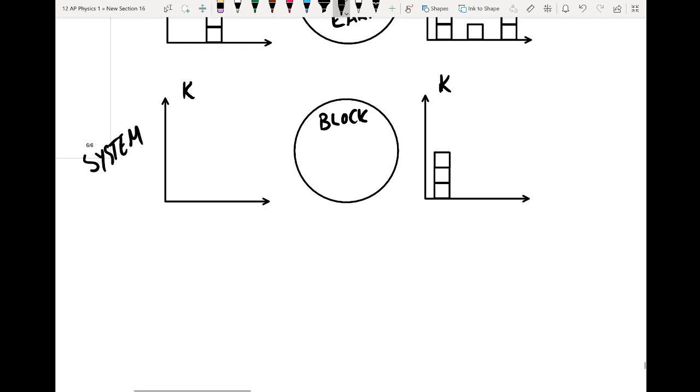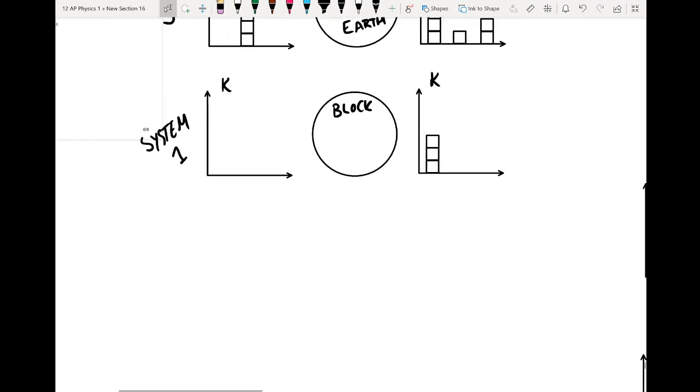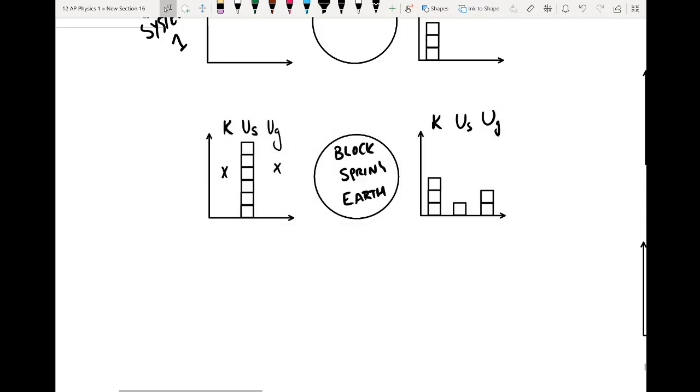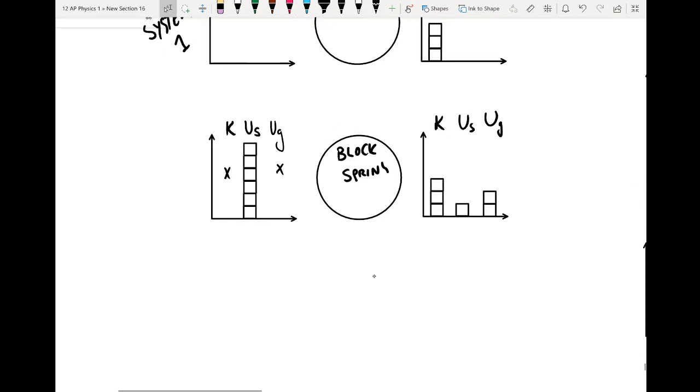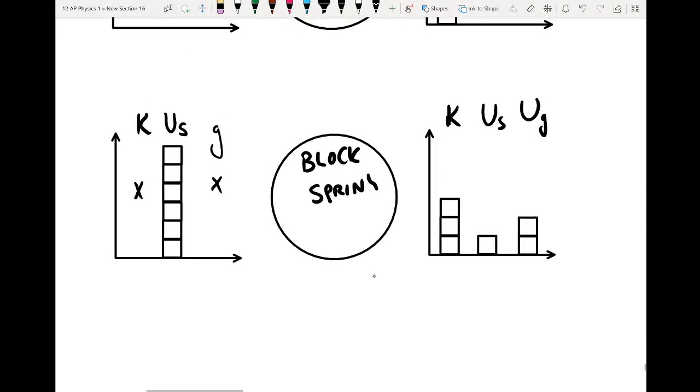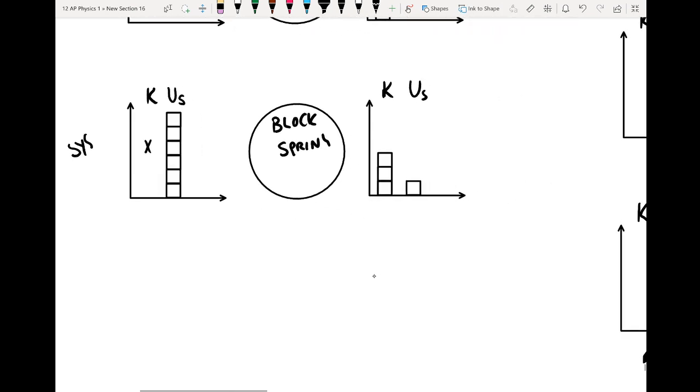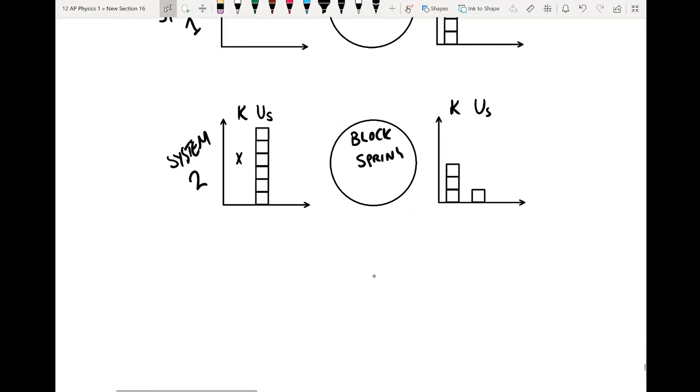All right, and then let's do system 2 really quick. So 2, again, is the block. This time we have the spring, but we don't have the Earth. So really the only energy that we're getting rid of is the gravitational potential energy. And we see, okay, this is system 2. We are allowed to have the spring potential energy because the spring is part of our system.